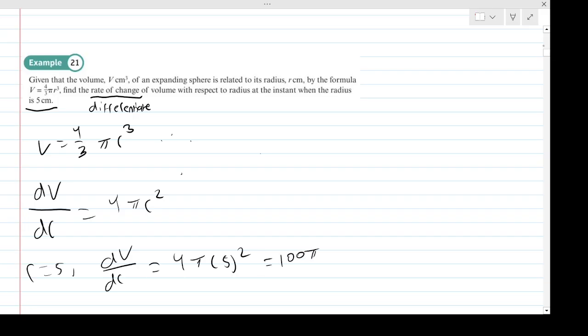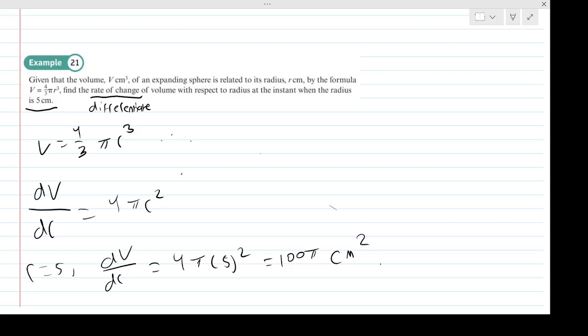So what would the units be? Now think about it. It wouldn't be centimeters cubed. It's not volume per se. It's the volume when the radius changes. So it'd be centimeters cubed over centimeters, right? So that'd be centimeters squared.